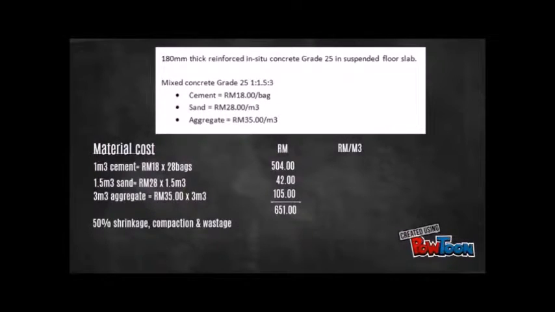We have to allow 50% for shrinkage, compaction and wastage for material from the sum above and get the total again. This is the cost of 5.5 meter cube concrete, so we have to divide the sum with 5.5 to get the cost per meter cube.